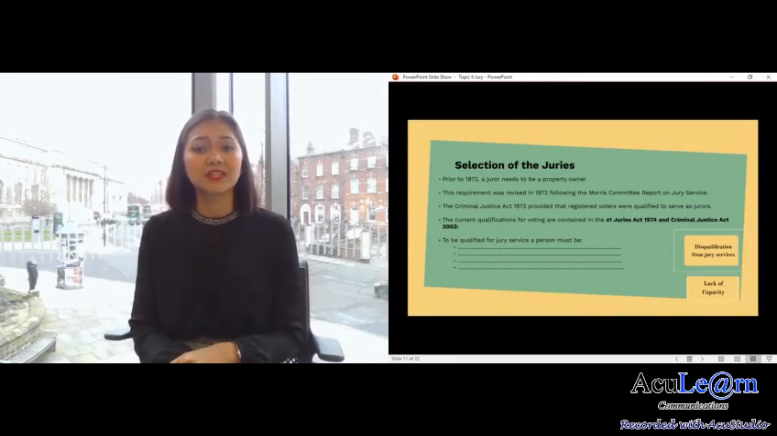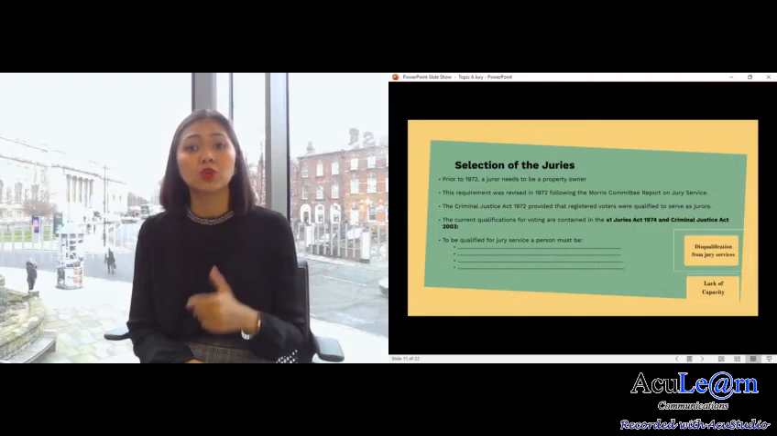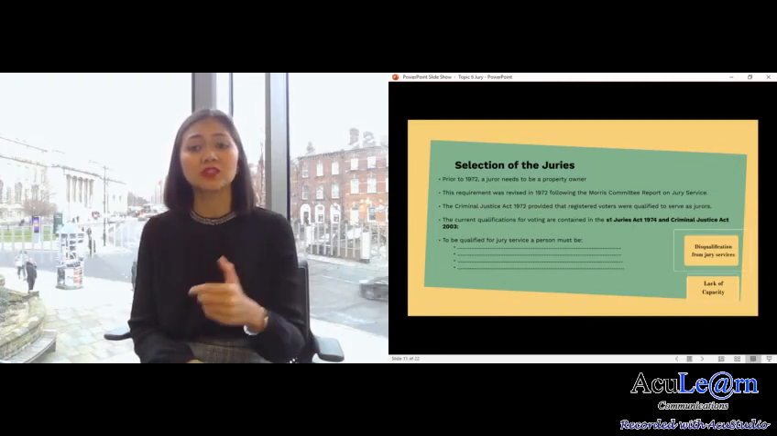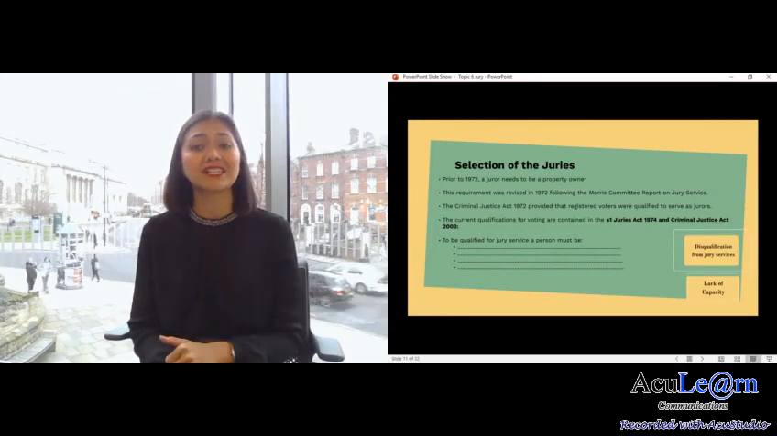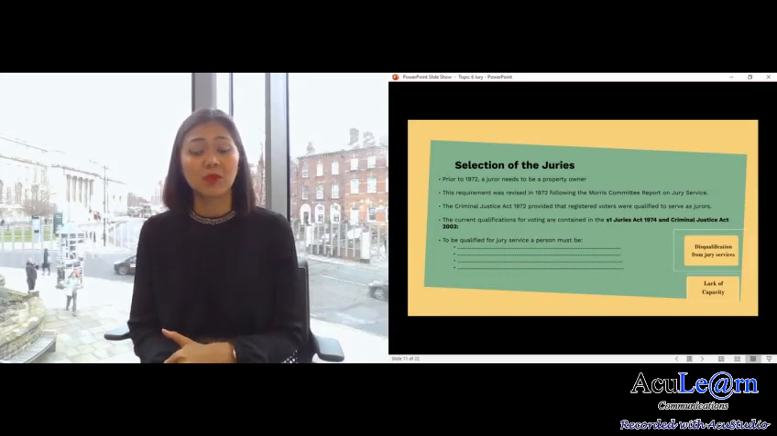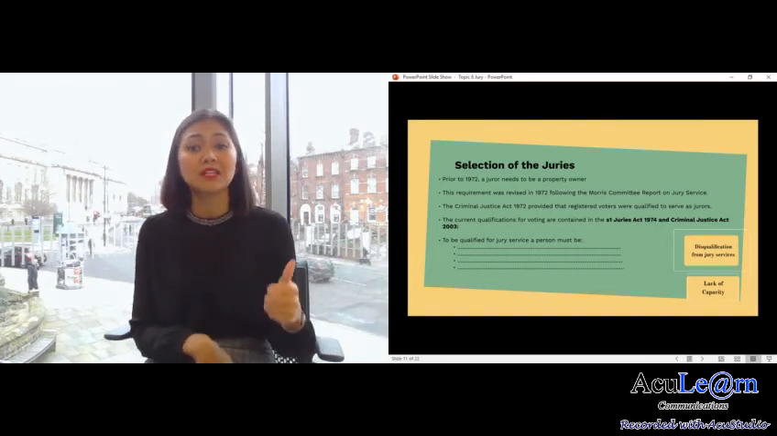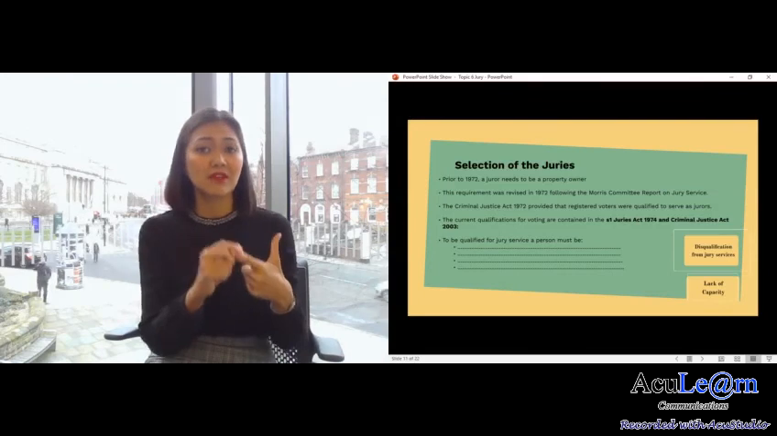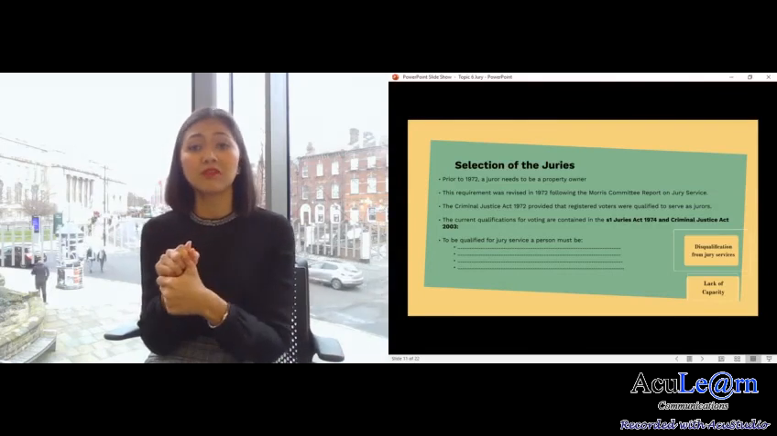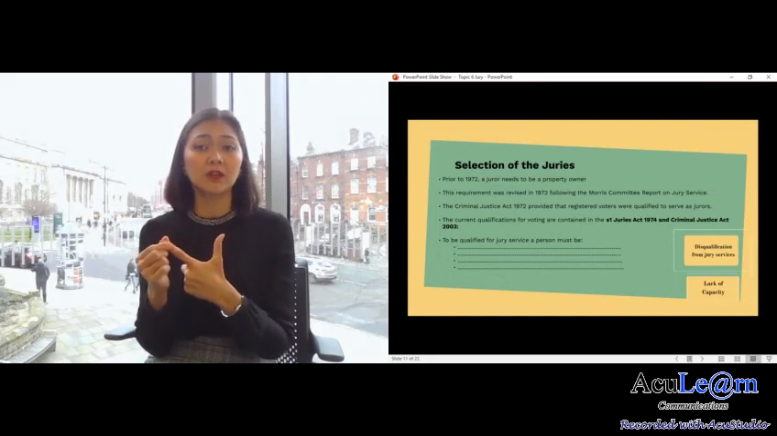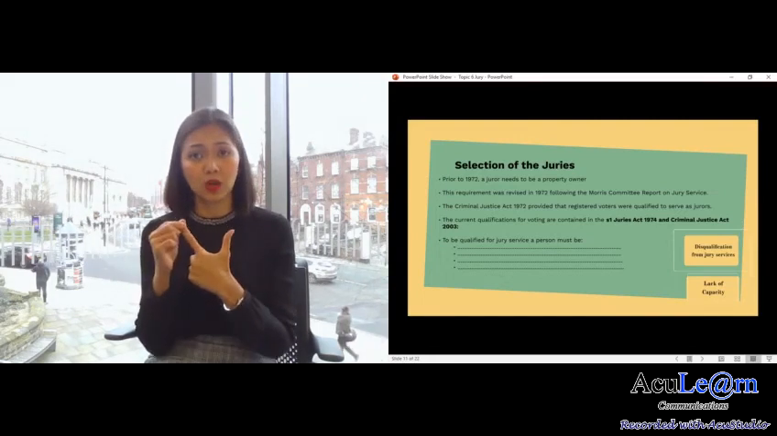So Criminal Justice Act 1972 provided that registered voters were qualified to serve as jurors. In addition, Section 1 of the Juries Act and the Criminal Justice Act 2003 specify that to be qualified to be a jury, a person must be between the age of 18 and 70, which means you're above the age of majority. If you're 16, you're not qualified. If you're above the age of 70 years old, you're also not qualified.